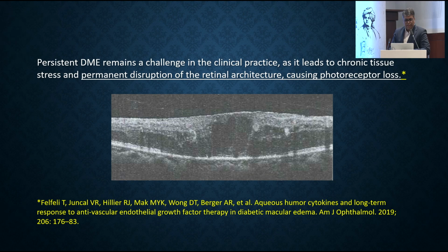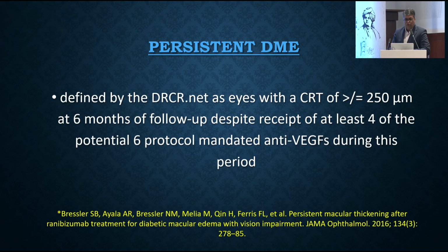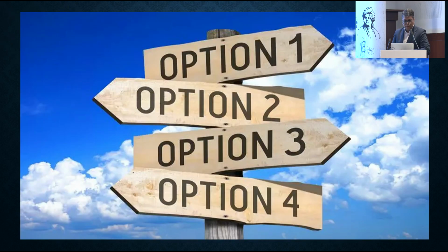Persistent DME remains a challenge because it leads to permanent disruption of retinal architecture, causing photoreceptor loss. What is persistent DME? DRCR.net defined it as eyes with CRT of greater than or equal to 250 microns at 6 months of follow-up, despite receiving at least 4 of the potential 6 protocol-mandated anti-VEGFs during this period. So despite receiving a good number of injections in the initial phase, 40 to 50% of patients will land up in persistent DME, or what we call refractory DME.